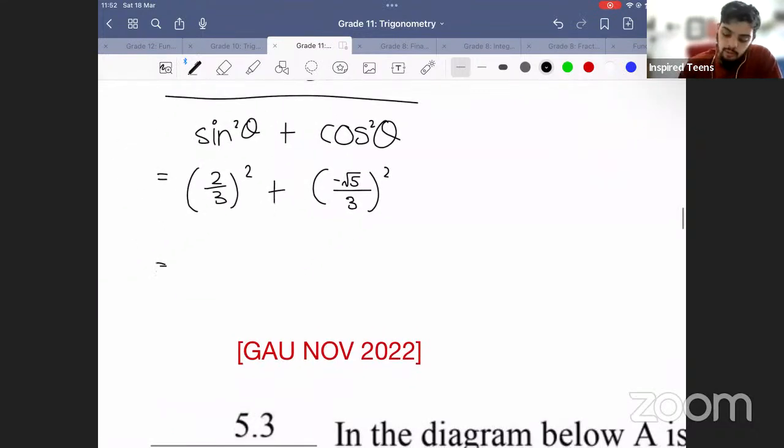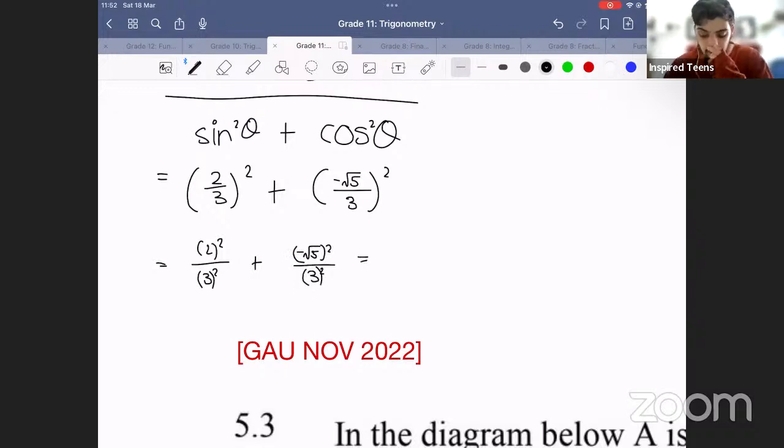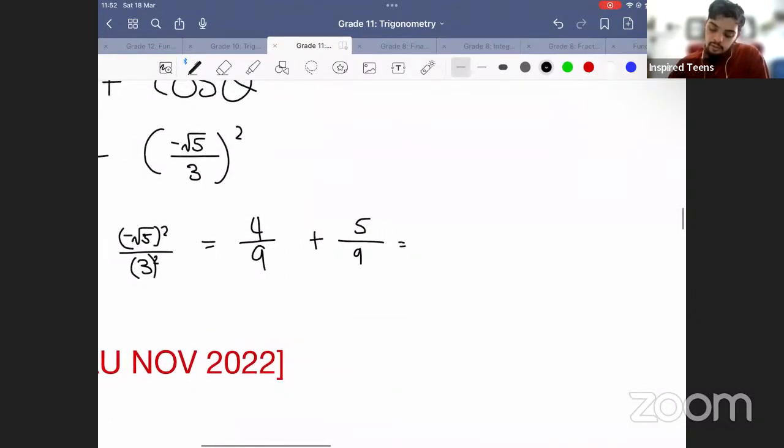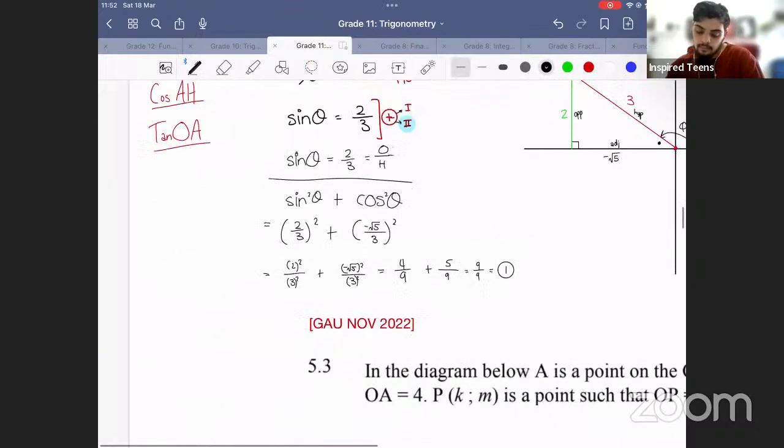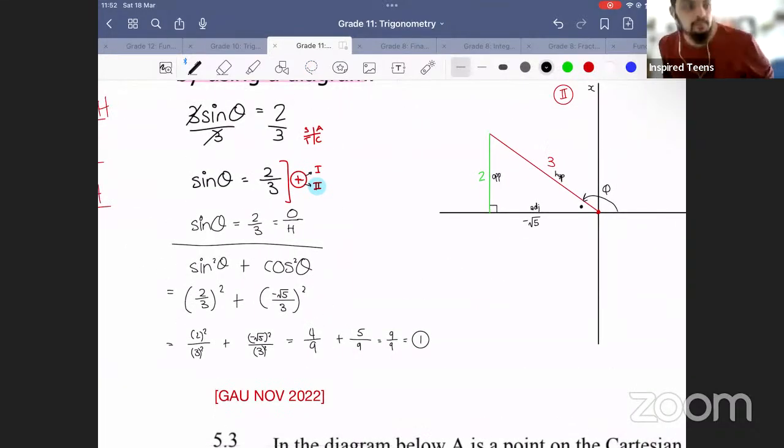Okay, so now we square the top, square the bottom. So I'm going to do that. 2 squared over 3 squared plus negative root 5 over 3 both squared. And this is going to simplify to 4 over 9 plus 5 over 9, which is going to simplify to 9 over 9, which is going to simplify to 1. Okay, and that's our answer.